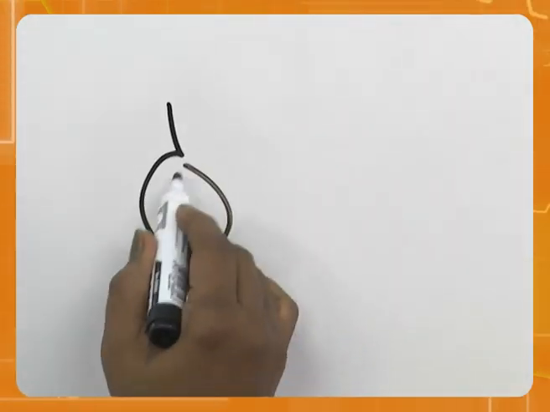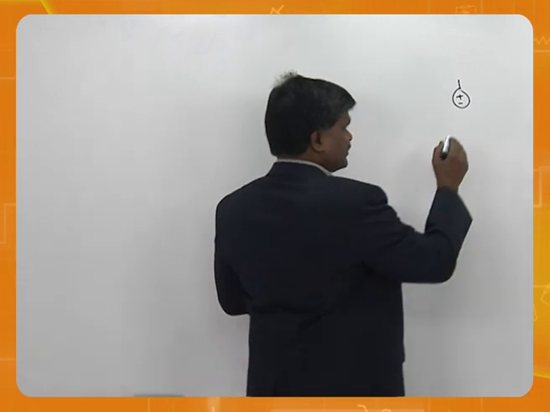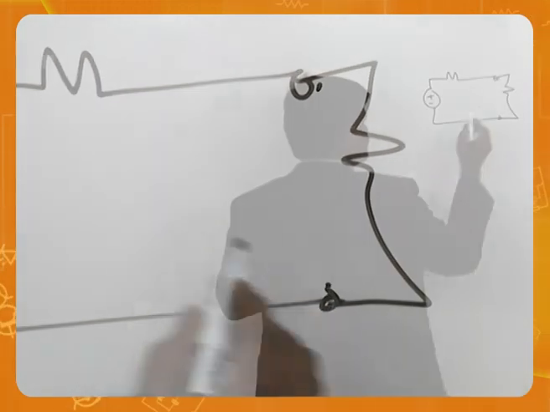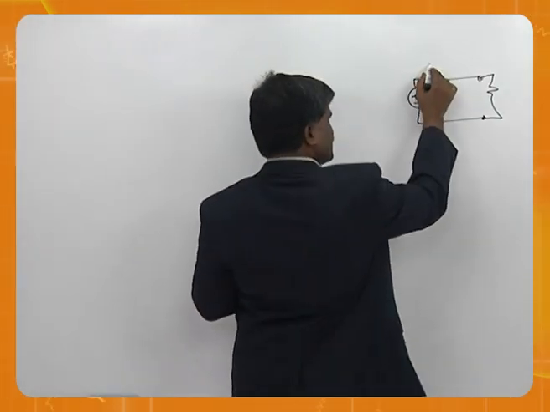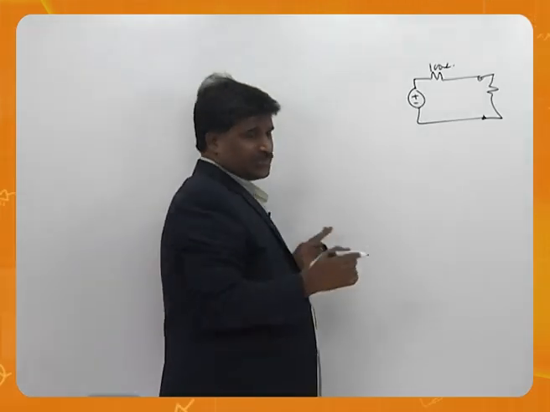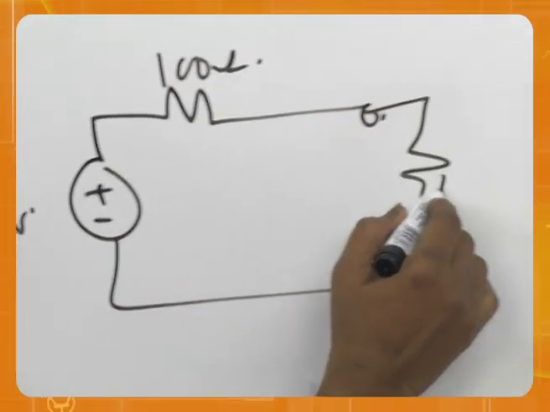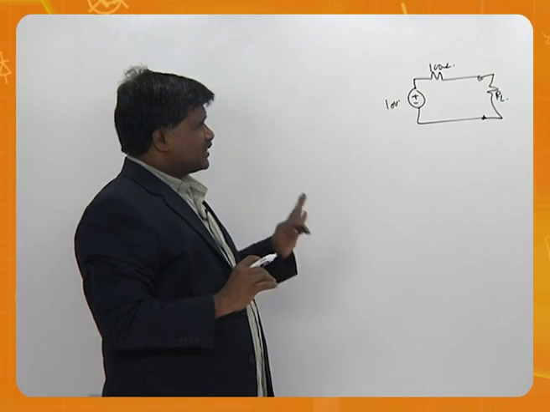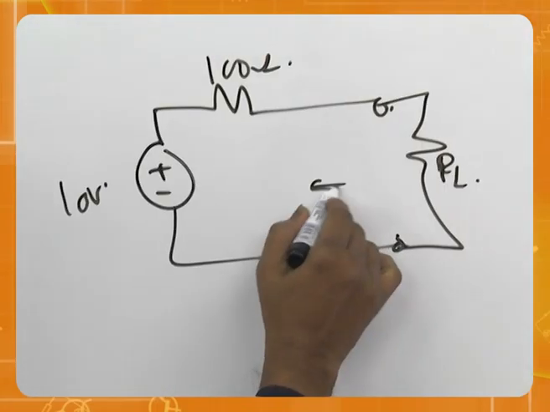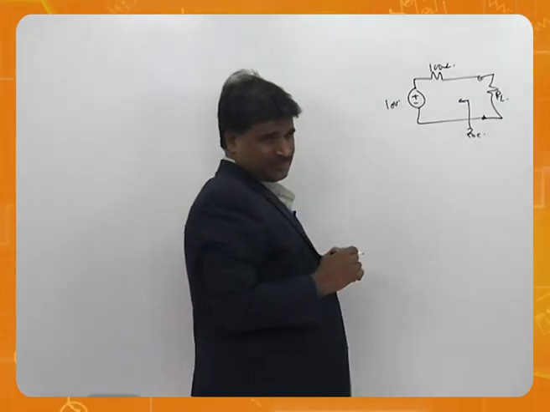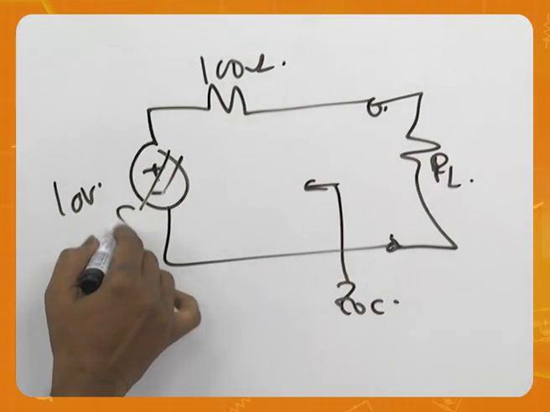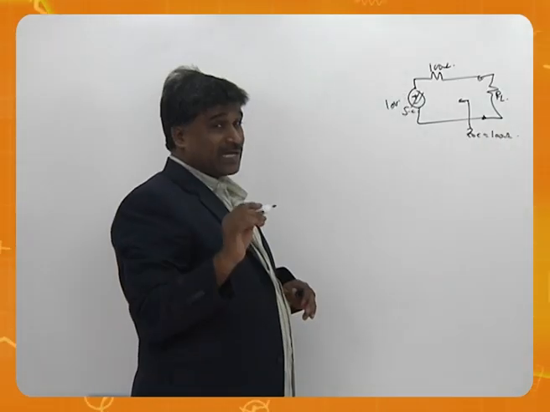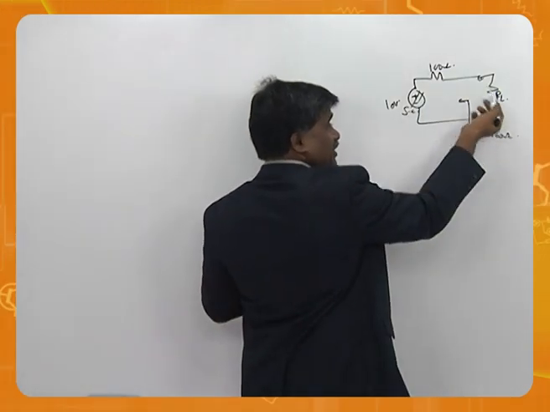So, let me take the circuit from the problem. This is here, this is here, this is 100 ohms, this is 10 ohms, this is RL. The first thing we have to do is, what is the impedance required for maximum power? What is impedance there? If we short circuit this like Thevenin's, it is directly 100 ohms. Therefore, for maximum power transfer, the condition is RL equal to 100.